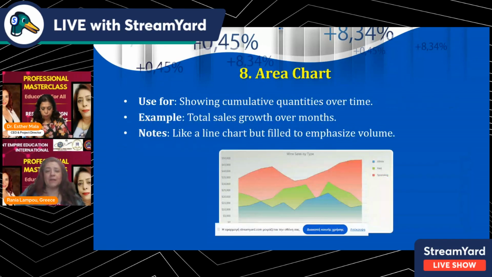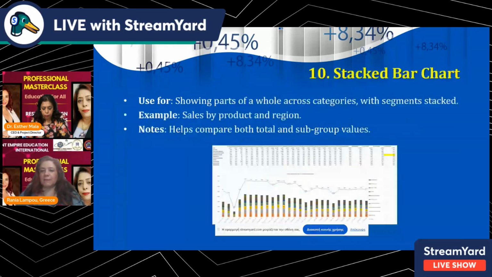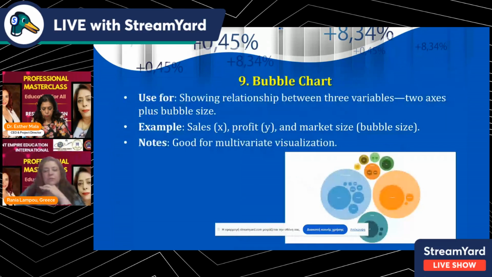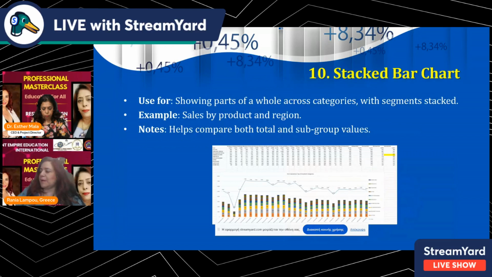The area chart is used for showing cumulative quantities over time. Here we can see that it's similar to the line chart, but it's filled in order to emphasize the volume. The bubble chart is used for showing relationships between three variables, and it is useful for multivariate visualization. And the stacked bar chart shows parts of a whole across categories with segments stacked. So here this helps compare both total and subgroup values.